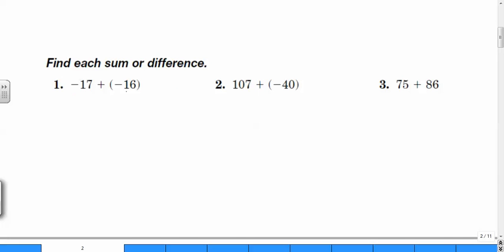Negative 17 plus negative 16. What is the rule? Well, first of all, I have same signs, which means my answer will have the same sign, and all I need to do here is add 17 and 16. Well, 17 plus 16 gives me 33.